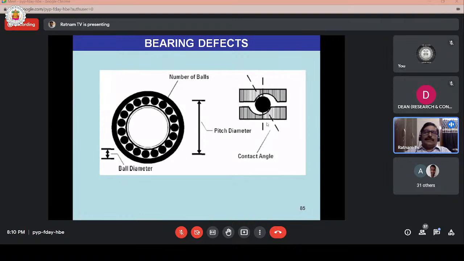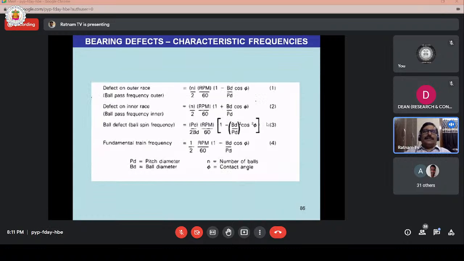Bearing defects: four types of bearing defects can be identified. For identifying bearing faults, these parameters are to be recorded initially: number of balls, ball diameter, pitch diameter, contact angle. Based on that, the outer race defect, inner race defect, ball defect, fundamental train frequency or ball spin frequency can be calculated based on the bearing parameters.